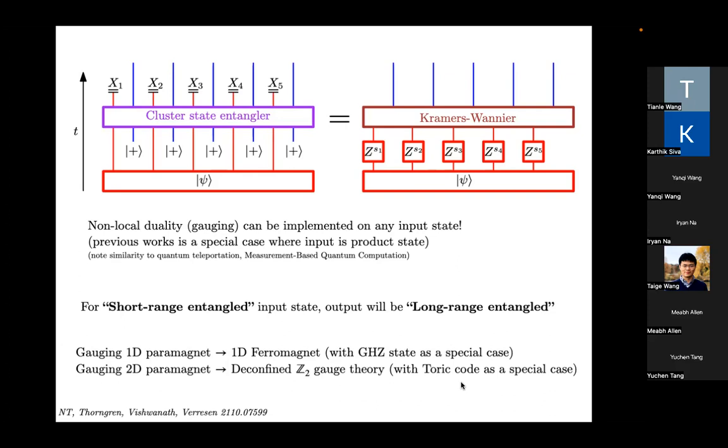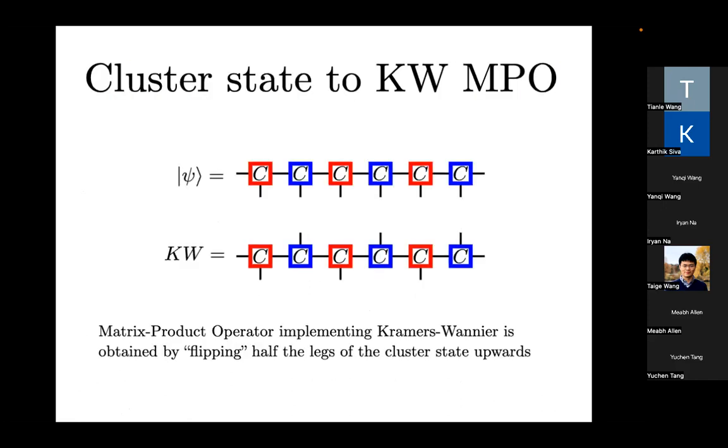Okay, so now I have 2 technical comments in case this resonates with some people. The first one is related to tensor networks or matrix product states. Turns out if I take this wave function for the cluster state, you can write it as the matrix product state, and you just flip half of the legs up. Then this turns out to be exactly Kramers-Wannier.